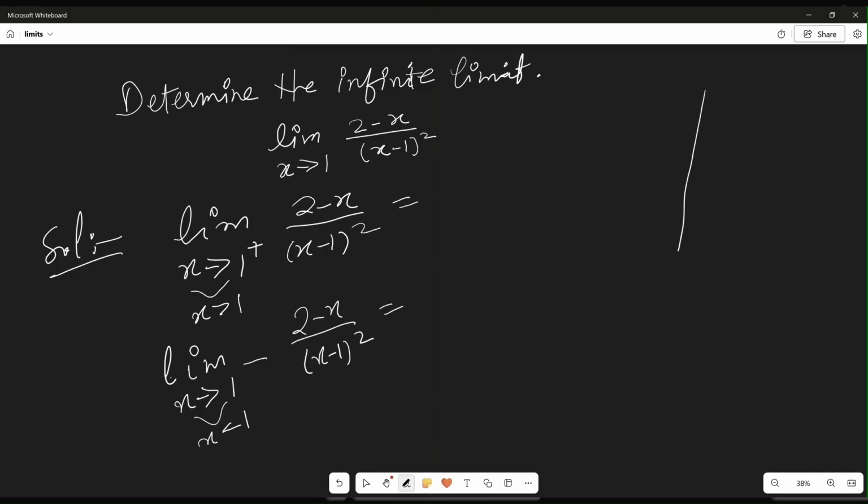Again, there are two ways. Just looking at this, you can already tell the limit for this function is going to be positive or negative infinity. But let's just plug in some numbers.